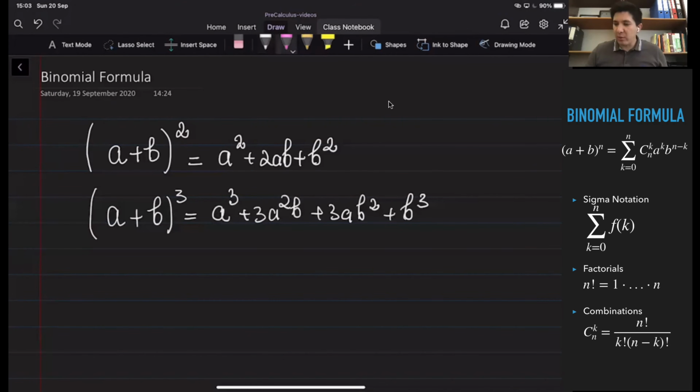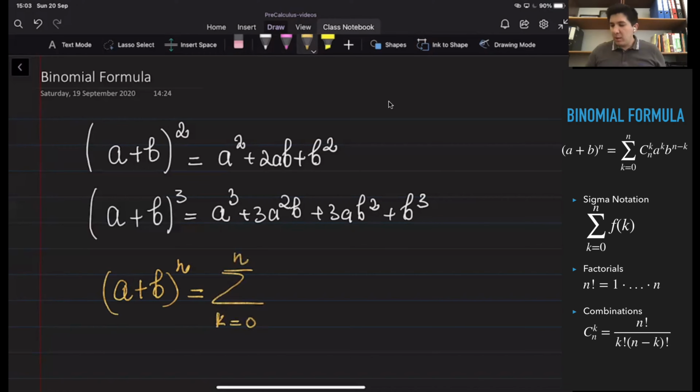So in general, (a plus b) to the power of n is going to be equal to the summation of k starting from 0 to n, of the combination of n and k, a to the power of k, b to the power of n minus k. This formula is called the binomial formula.